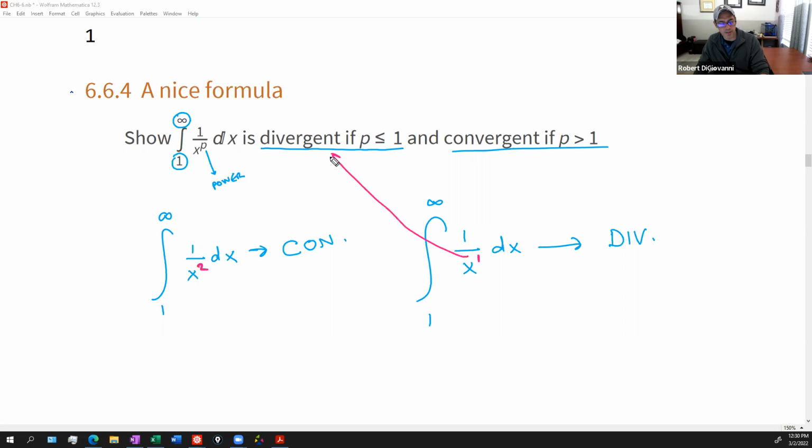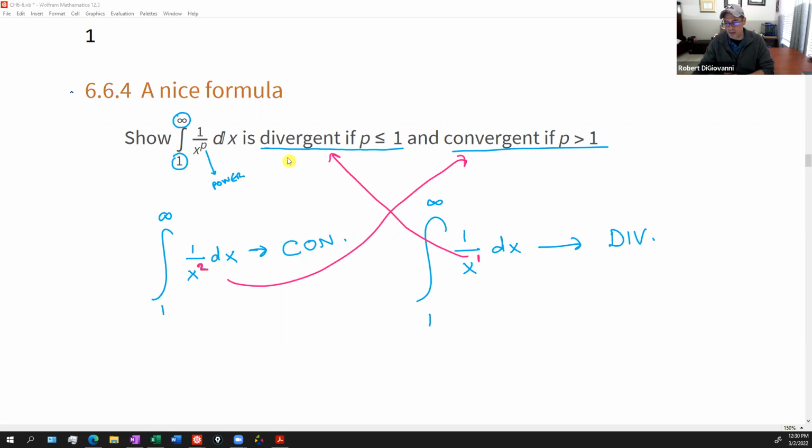This corresponds to this, and this corresponds to that. If the power down there is bigger than 1, you're going to get convergence. And if the power there is less than or equal to 1, you're going to get divergence. Please remember that. It'll be useful down the road.